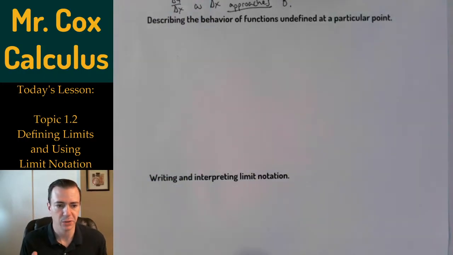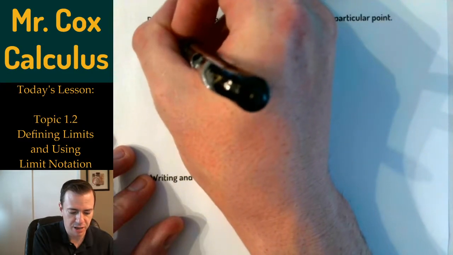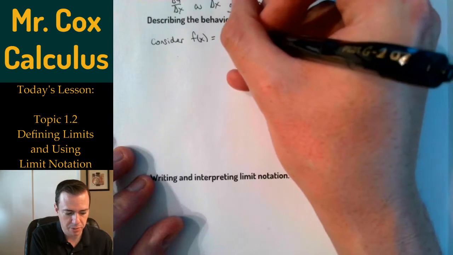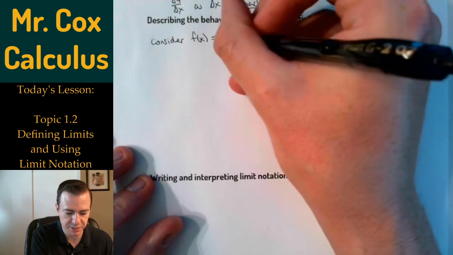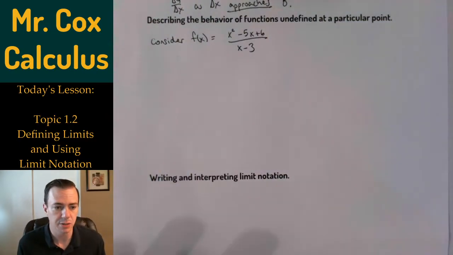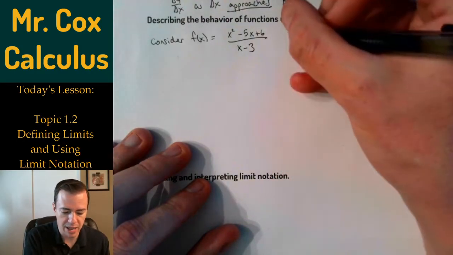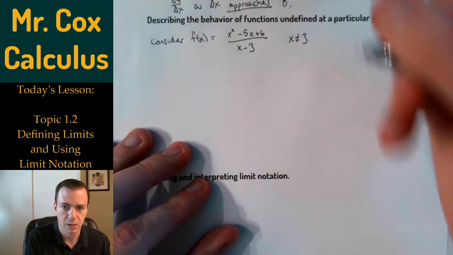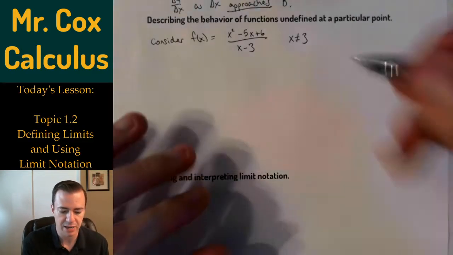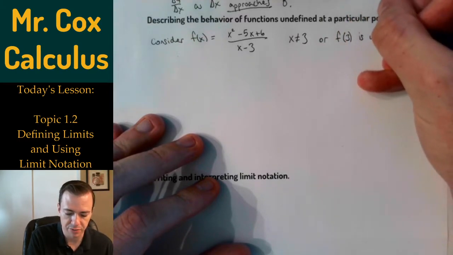Okay, let's go back and look at a rational function here. Let's consider the function f of x equals x squared minus 5x plus 6 all over x minus 3. And as we've discussed in algebra, we know that the denominator cannot equal 0. So I know that x cannot equal 3, or I need to exclude 3 from the domain, however you want to think about that. I can also make the claim that f of 3 is undefined.